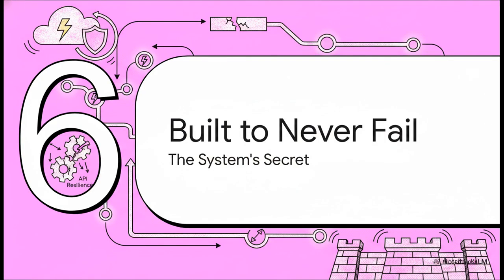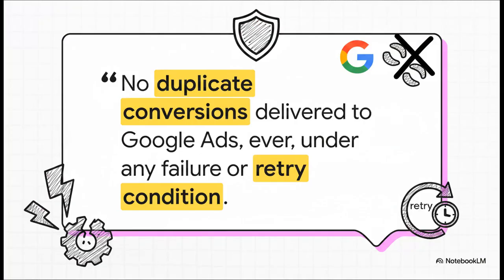This all sounds pretty incredible, but you've got to be thinking, what happens if something goes wrong? A server crashes, an API goes down, because in the real world, things always go wrong. The true genius of this system isn't just what it does, it's that it's designed from the ground up to be bulletproof. It's built to never fail. This right here, this is the system's golden rule. It's an oath, it's a promise written into its very code that no matter what breaks or crashes or has to be tried again, Google will never be told about the same conversion twice. That is absolutely critical for having data you can trust.